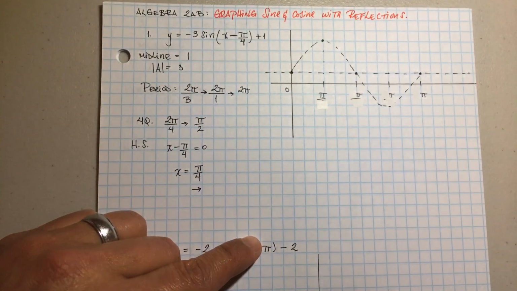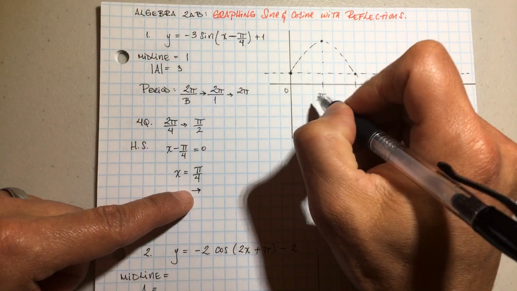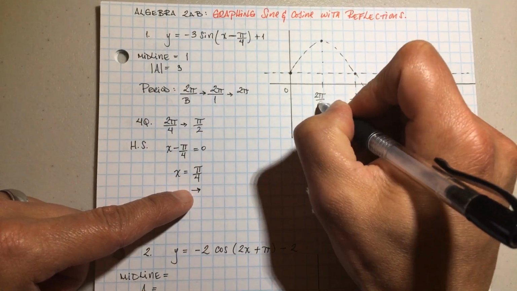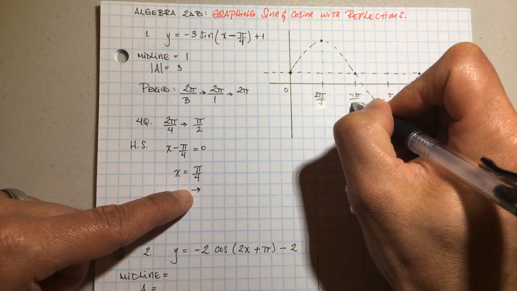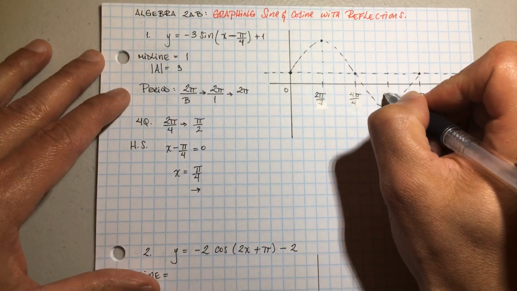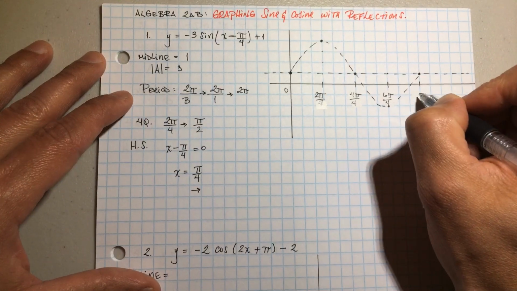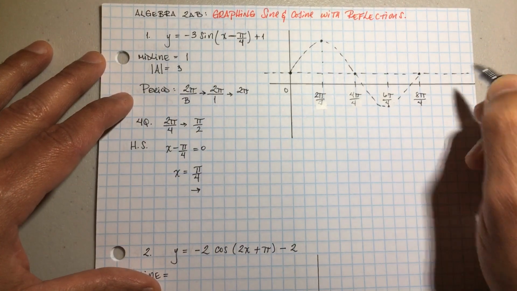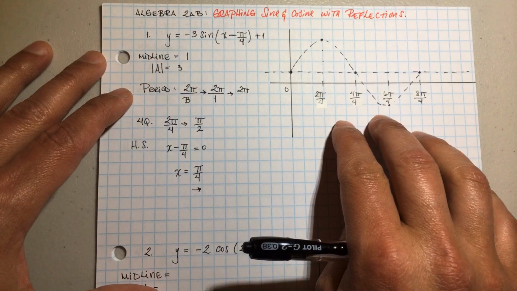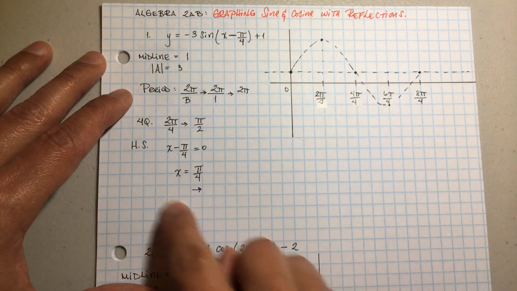So erase those. All right. So now this guy, instead of pi over 2, is going to be 2 pi over 4. This guy is 4 pi over 4. This guy is 6 pi over 4. And this guy is 8 pi over 4. Okay, so now this gives me a good reference point of how to move this guy.